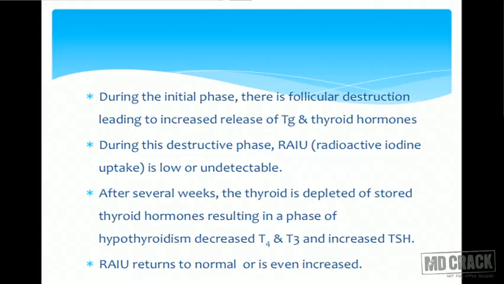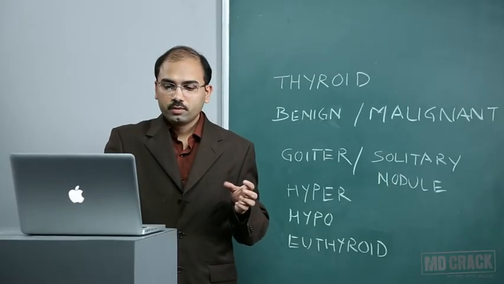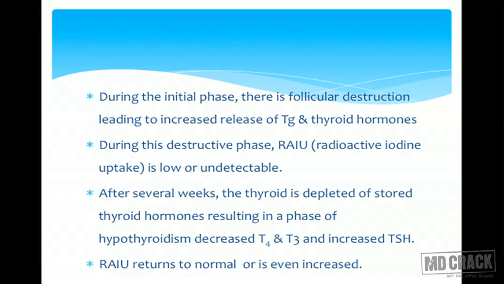During the initial phase, there is follicular destruction leading to increased release of thyroglobulin and thyroid hormones. During this destructive phase, radioactive iodine uptake, that is RAIU, is low or undetectable. After several weeks, the thyroid is depleted of stored thyroid hormones, resulting in a phase of hypothyroidism with decreased T4 and T3 with increased TSH. Radioactive iodine uptake returns to normal or even increases afterwards.